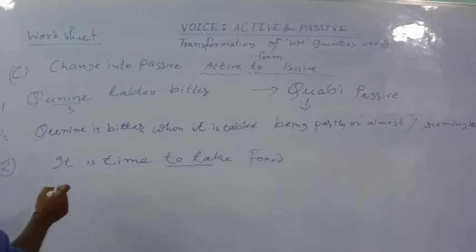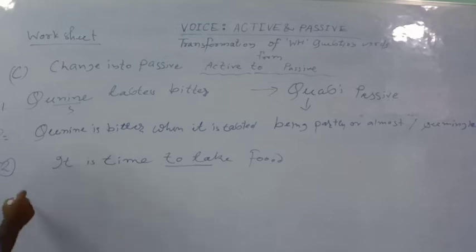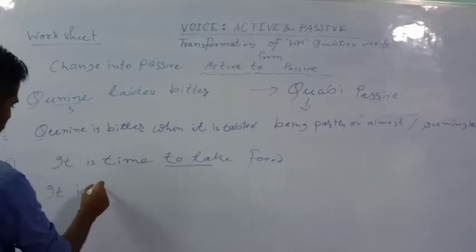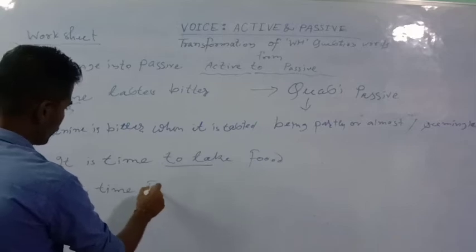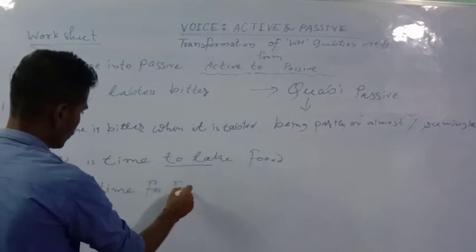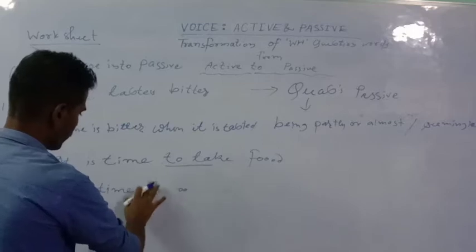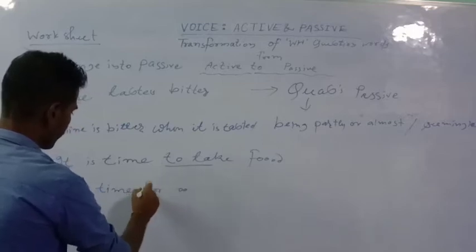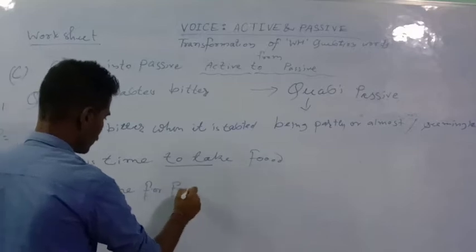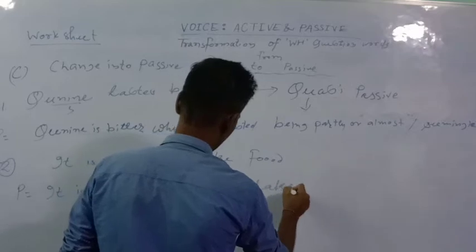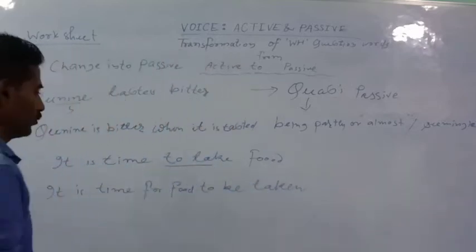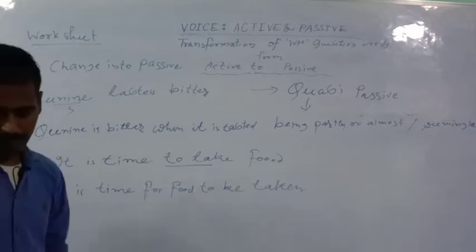Okay, so it is time. Passive will be, it is time for food. It's not capital, okay, small letter. It is time for food to be taken. Getting? It is time for food to be taken.